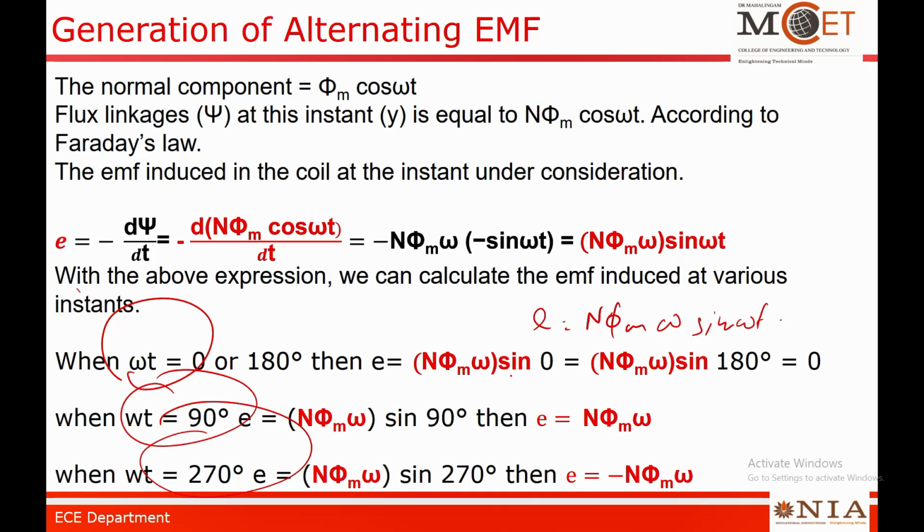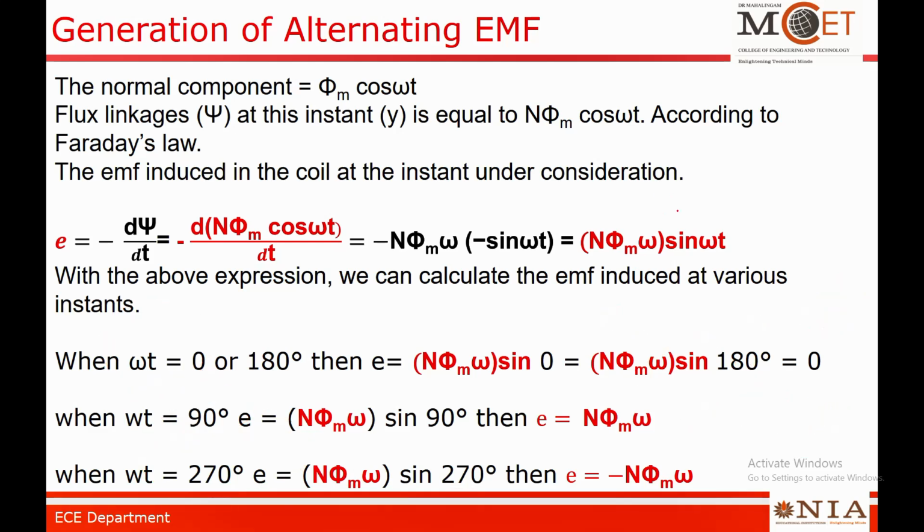Sin 0 gives the value 0, and sin 180 degree also gives 0. So for omega t, which means theta, equal to 0 or 180 degree, the induced EMF is equal to 0. Whereas at 90 degree and 270 degree we get the induced EMF equal to N psi m omega. For sin 90 degree we get the value 1, and for sin 270 degree we get the value minus 1.